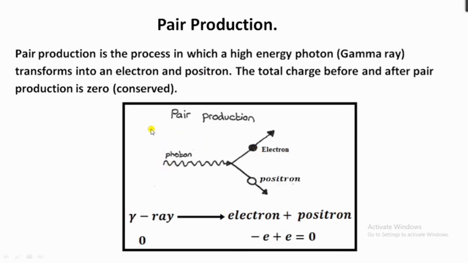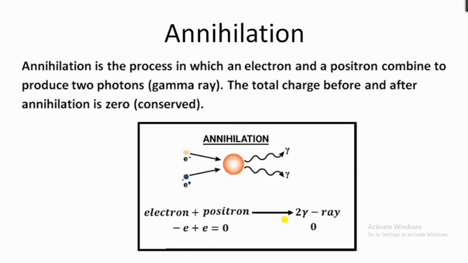You can see one photon is producing one electron and one positron, and before pair production the total charge is 0 because light has no charge. After pair production, there is one electron and one positron. Electron is negative and positron is positive, so you will get 0. So before is 0, after pair production is also 0, so the charge is conserved. And in annihilation, one positron and one electron are giving 2 gamma rays. The charge of the electron is minus e, the charge of the positron, that is positive electron, is plus e, so 0. After annihilation we are getting 2 photons. Photons or light do not have any charge, so before and after the charge is 0, so charge is conserved.